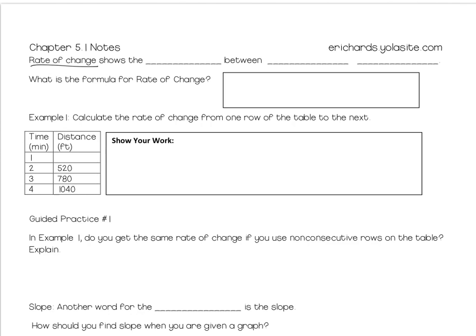If you need the formula for rate of change, rate of change equals change in y, or the dependent variable, over the change in x.